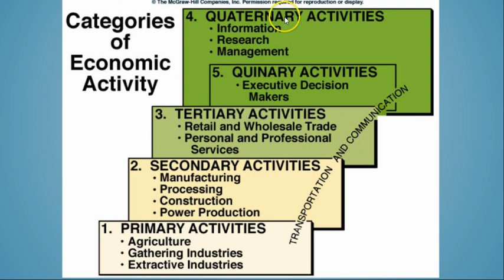Then you move into the quaternary activities, and that's going to be your research, information management, so exactly what it sounds like. And then your quinary activities, and we didn't talk about this on the other slide. You could divide a smaller subset of quaternary activities into these quinary activities, and that would be like CEOs, CFOs, COOs, things like that. So chief executive officers, chief financial officers, chief operating officers, the executive decision makers, if you will.